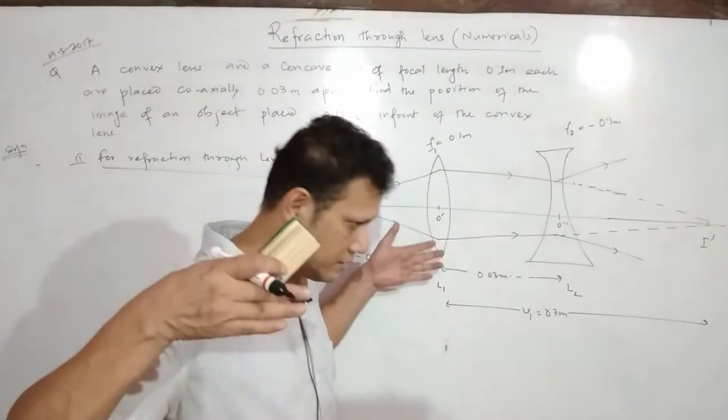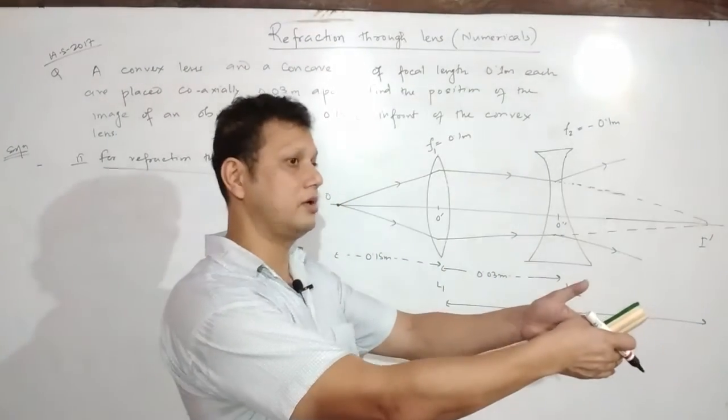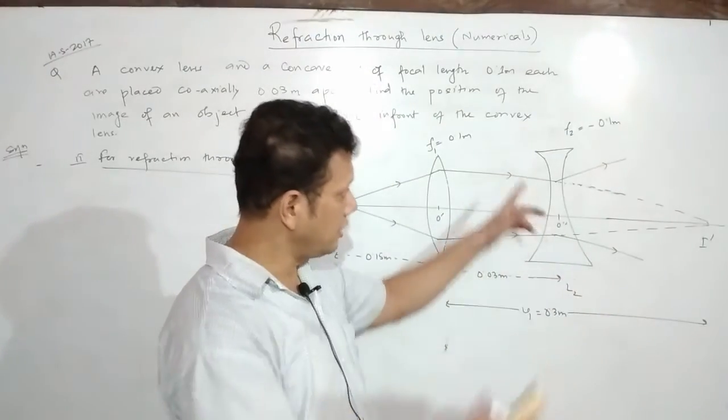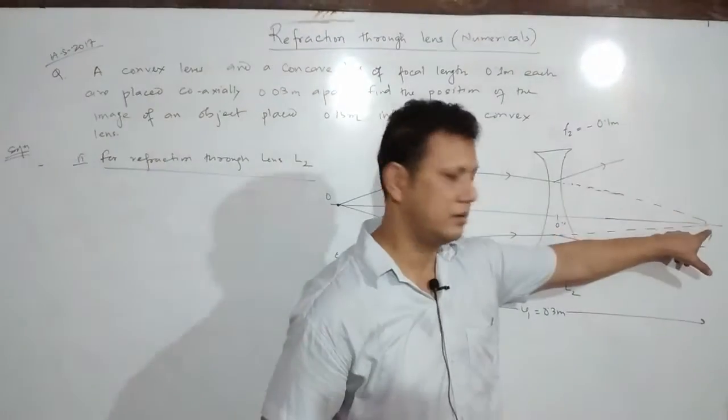Why? Because they are just converging to a point. They cannot come from a point. So these two are just converging up to this point.